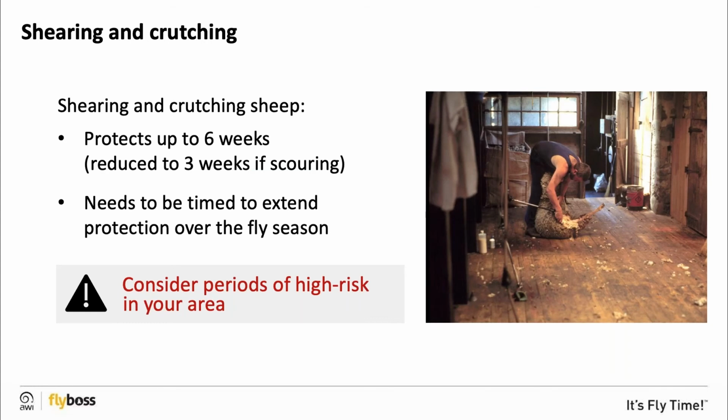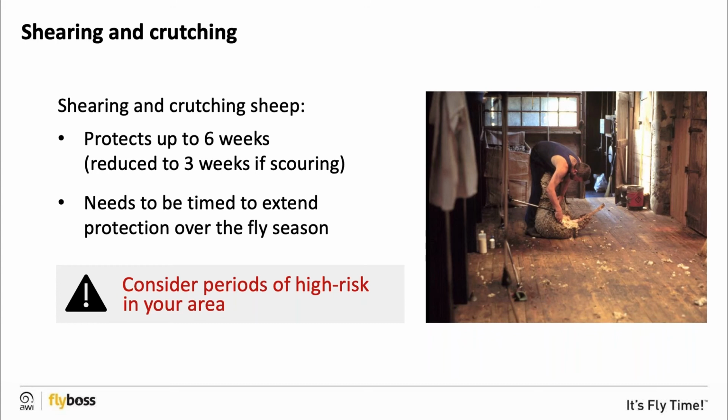So a short-term preventative activity for fly strike is shearing and crutching. These activities can provide up to 6 weeks protection from body and breech strike. If sheep are scouring, however, this protection is reduced to about 3 weeks. Shearing and crutching should be planned to coincide with the start or just before the usual start of the fly season. Why do we do this?